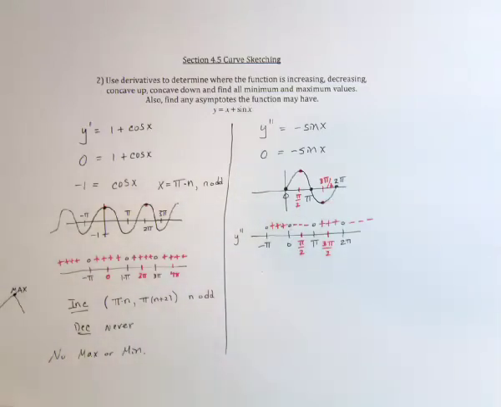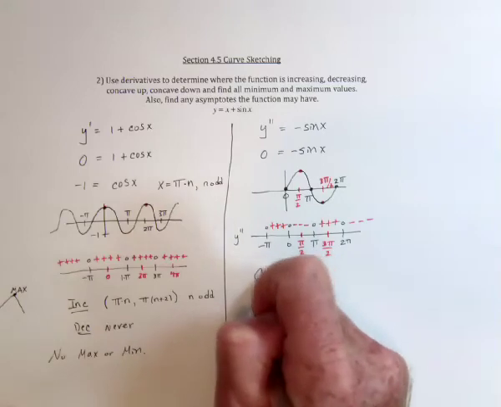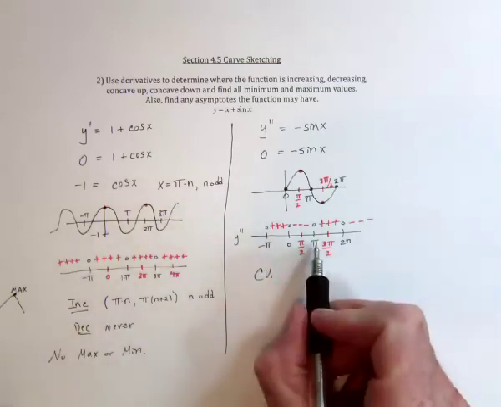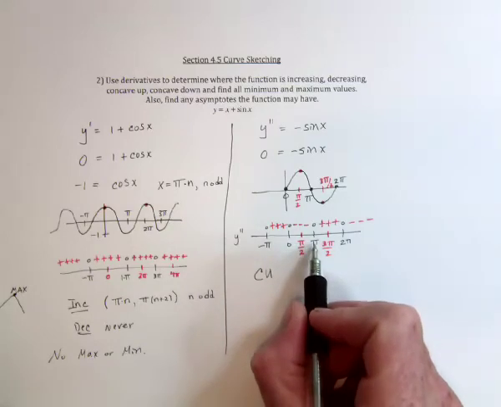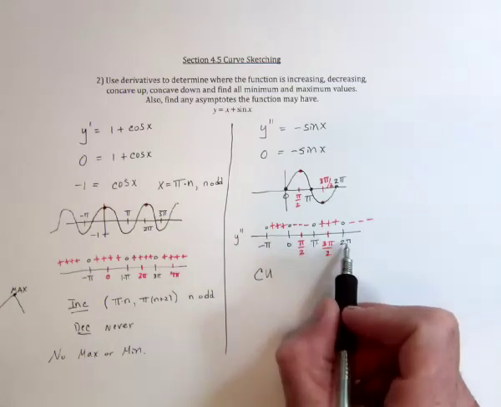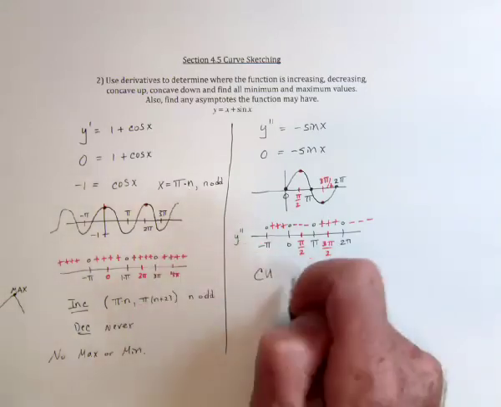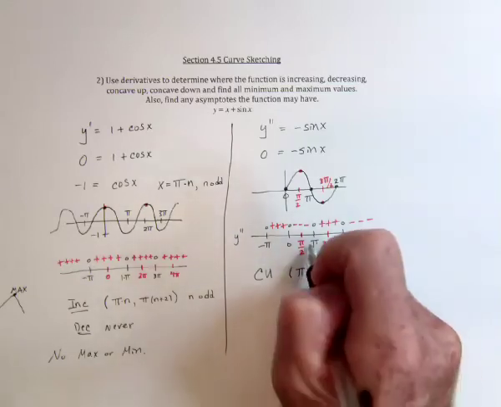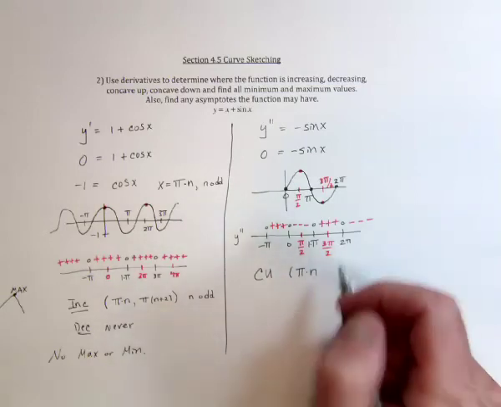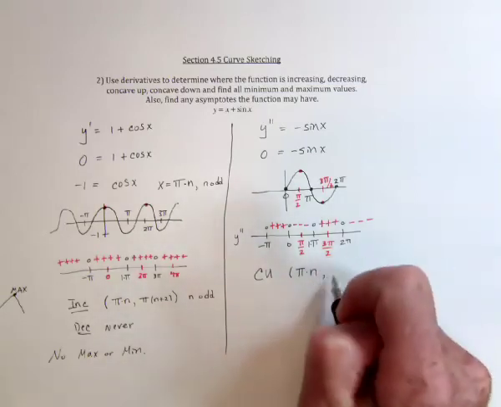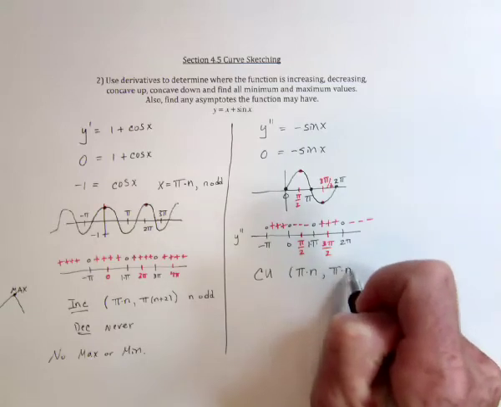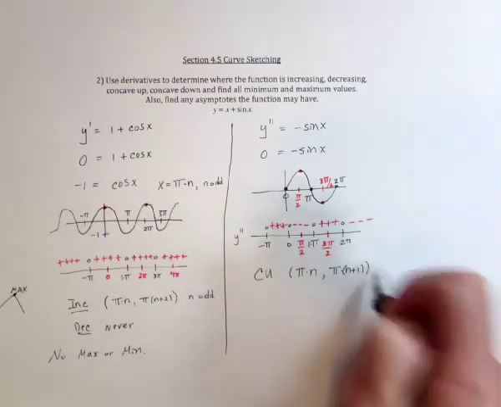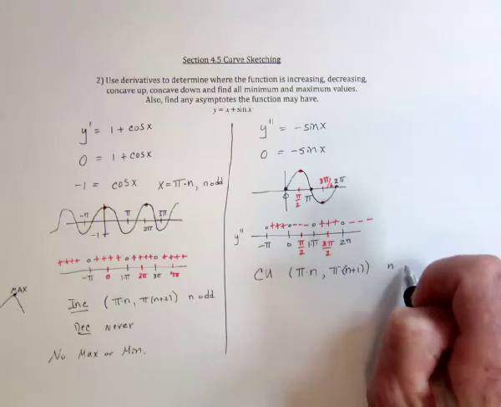So we've got concave up. So that's from, let's see, an odd multiple of pi to an even multiple of pi. So I could still use this idea of n being odd, go from pi times n, like this one, 1 times pi, to the very next one. So it's going to be pi times n plus 1. And then again, that's n being odd.